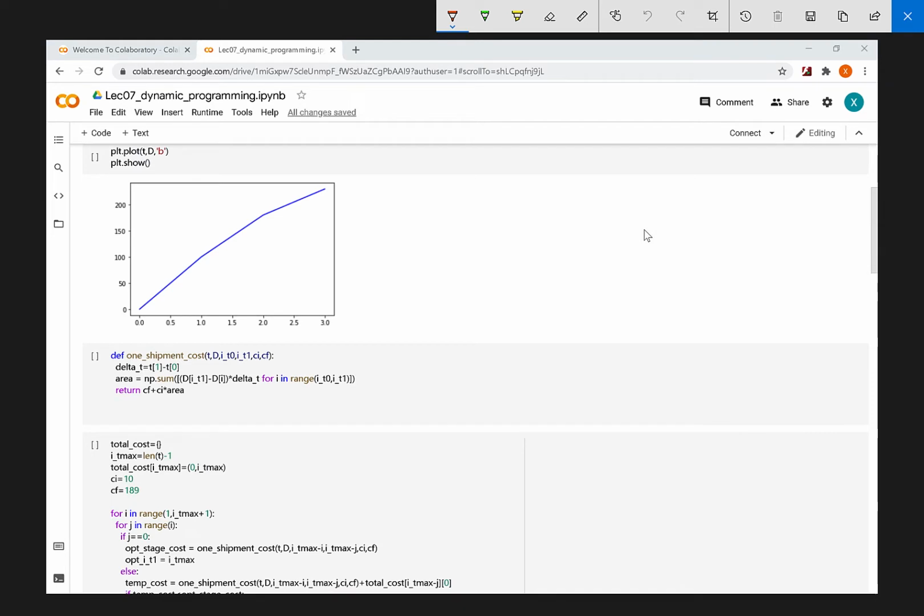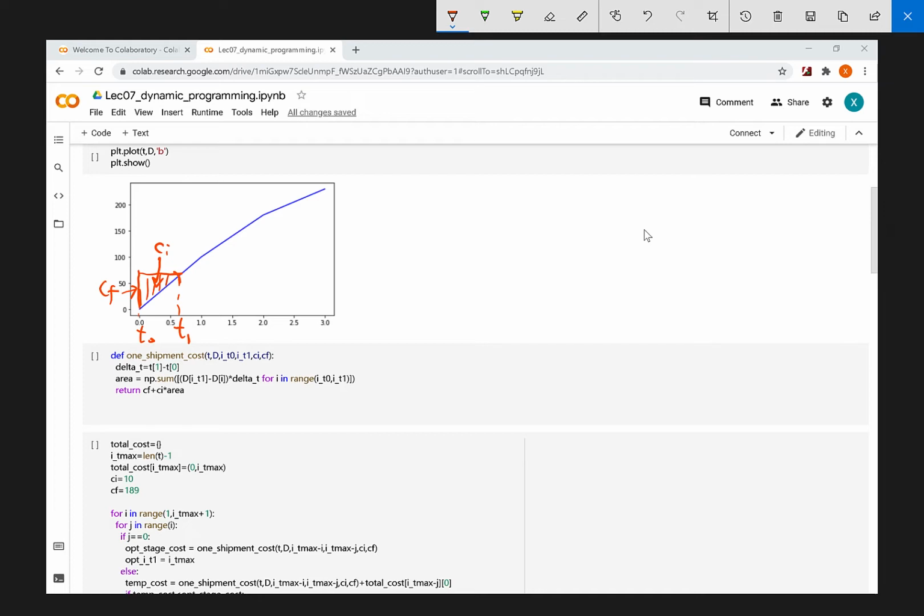So first, let's see what we call our one-step cost. For example, this is t0, this is t1. We will calculate the shaded area and then evaluate its fixed cost, CF, when we have one shipment, and then we have the inventory waiting cost times this area. Let's see how we should achieve this.